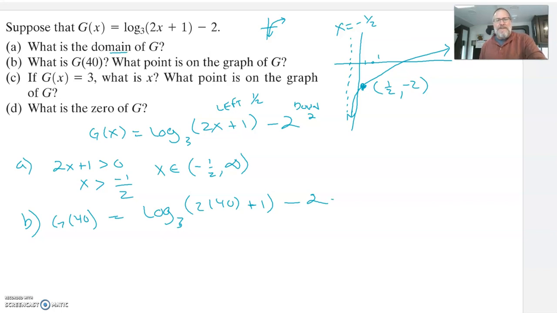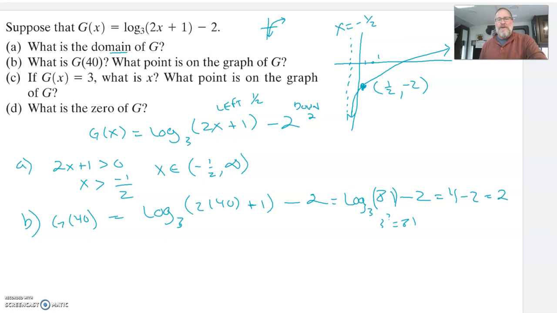So this becomes log base 3 of 81. 2 times 40 is 80 plus 1, 81. Minus 2. I usually put parentheses to really emphasize that minus 2 is not part of the log. I don't care what the textbook does. I do it because it makes my brain see it cleaner. Okay, circle trick. 3 to something makes 81. 4. 4 minus 2 is 2.